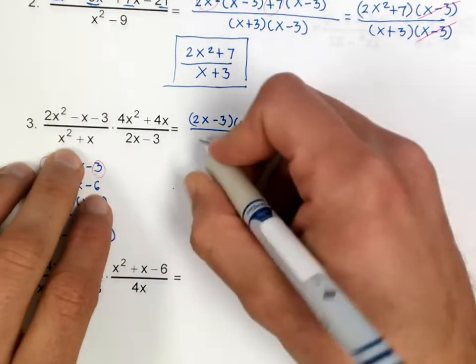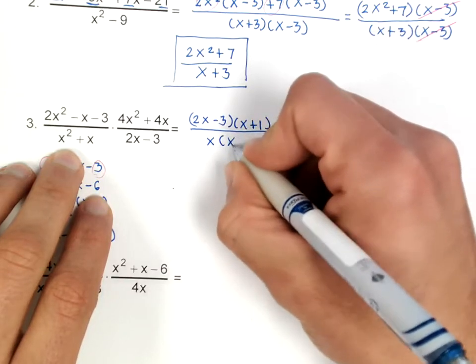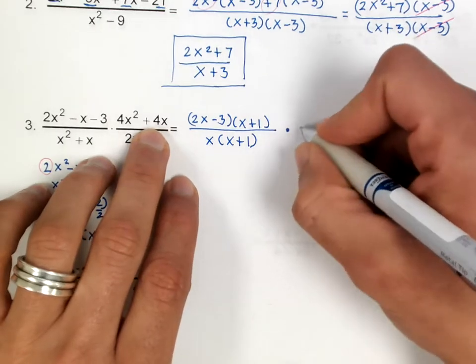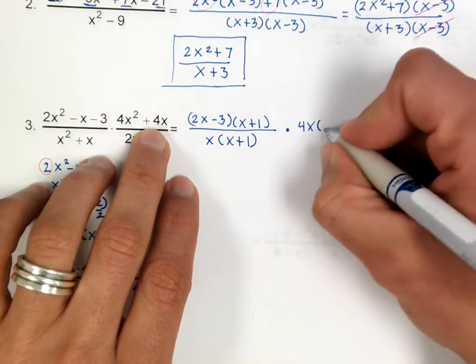Now on the bottom I have a common factor of x, so that becomes x plus 1 times, we're going to factor this, the common factor of this one is 4x, and then I get an x plus 1.